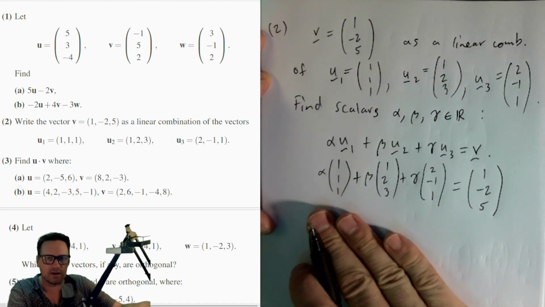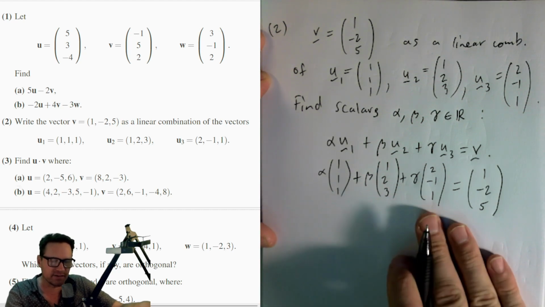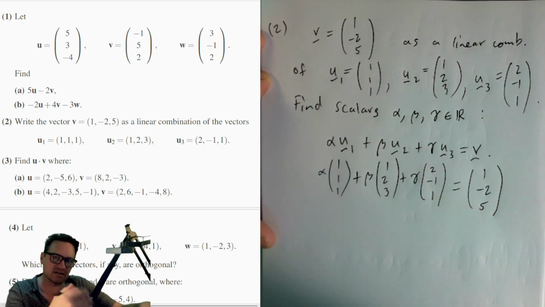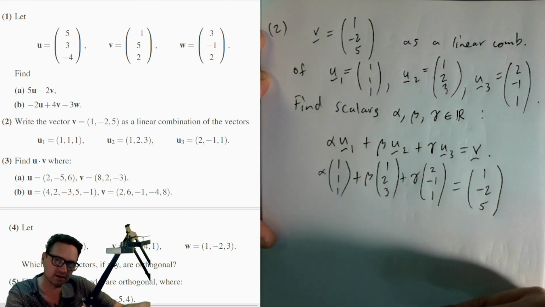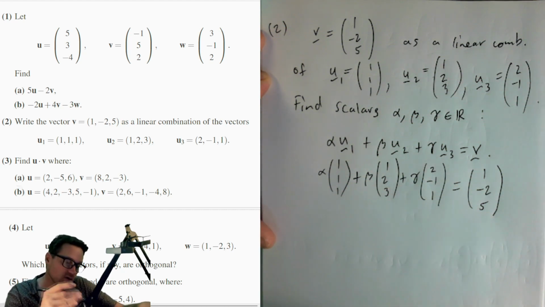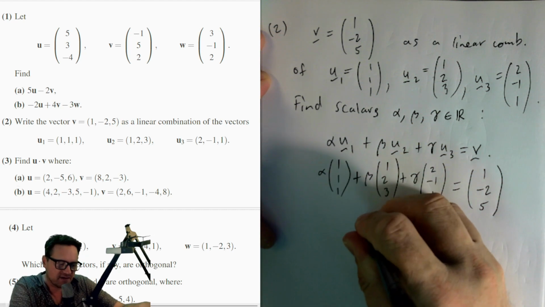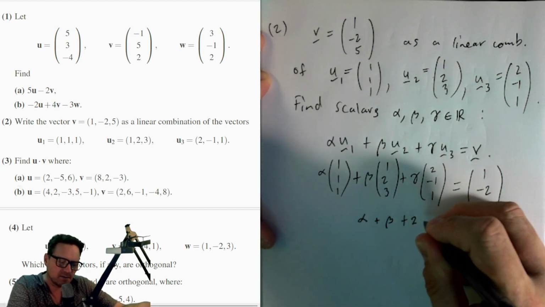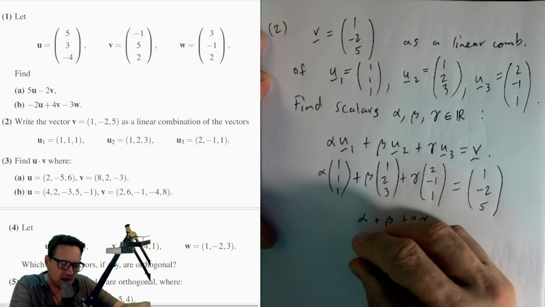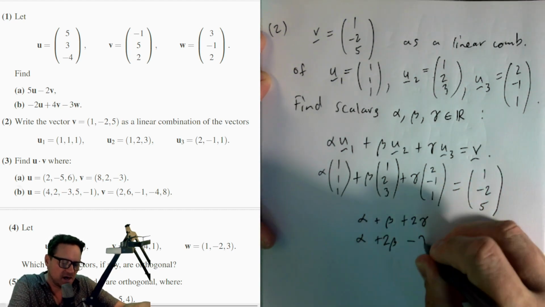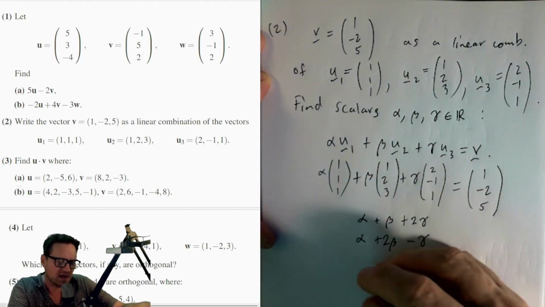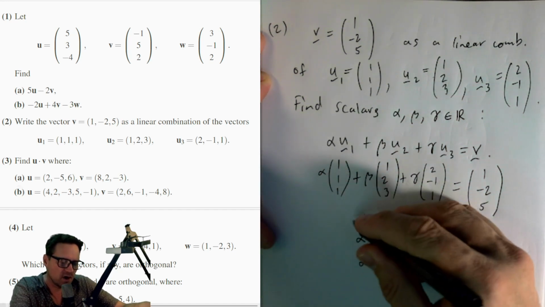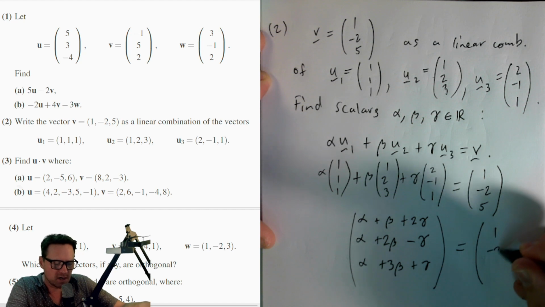Okay, and so now if we expand, multiplying those scalars in and add the result, then we'll see that we have a system of 3 scalar equations that we can get from one vector equation right here. So let's do that. So we have alpha times 1 plus beta times 1 plus 2 gamma in the top row. Then we have alpha plus 2 beta minus gamma in the second row. Then we have alpha plus 3 beta plus gamma in the third row. This is equal to the vector (1, -2, 5).